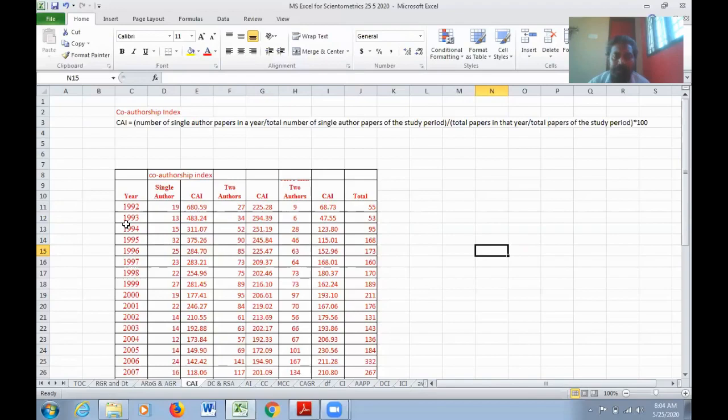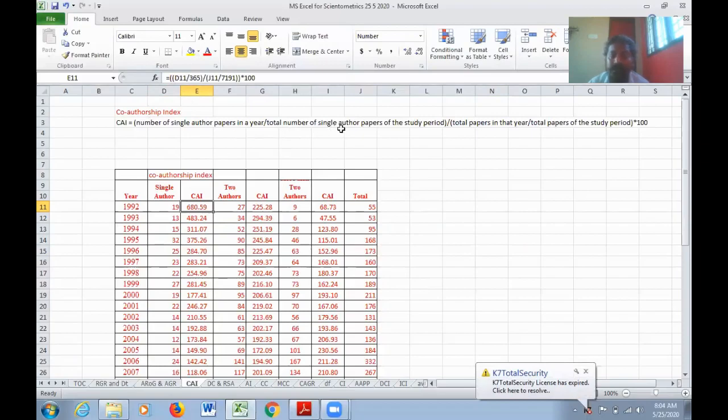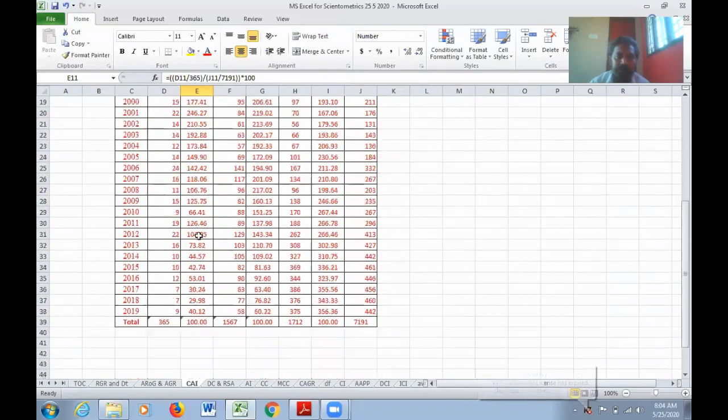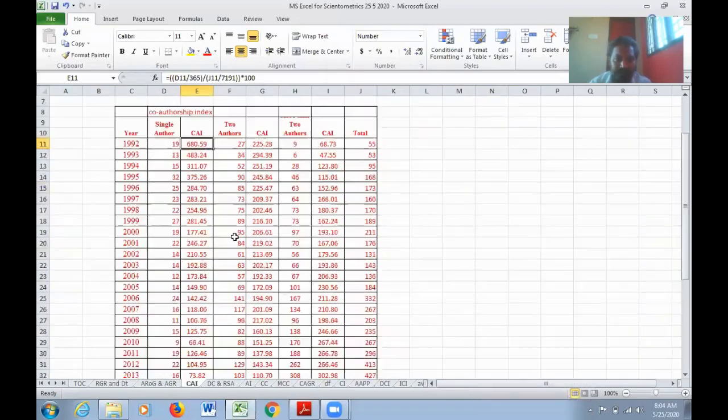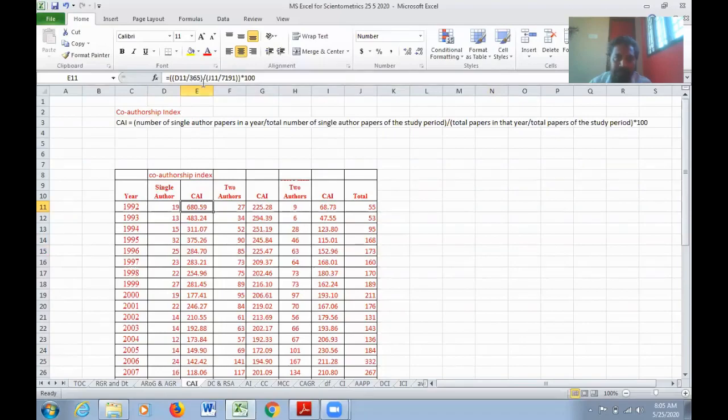Fine. For example, let me take this single author publications, and the formula says that number of single author papers in a year. So in 1992, how many papers are there? D11, that is 19 papers are there, divided by total number of single author papers in the study period. So during the whole study period, how many single author publications are there? 365 are there. So D11 divided by 365, you get some answer. Divided by total papers in that period. In that period means 1992. How many total? It comes to 55.